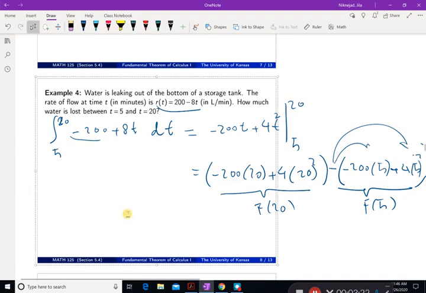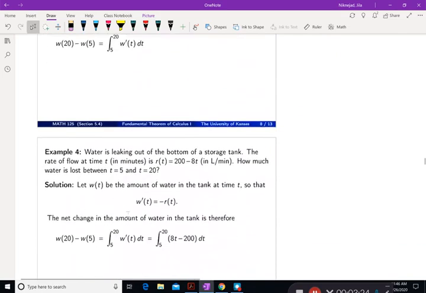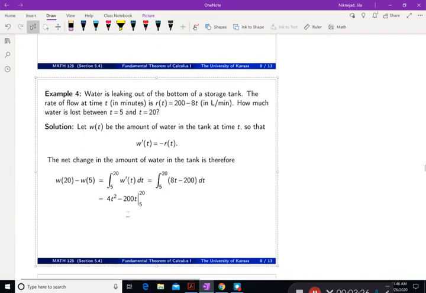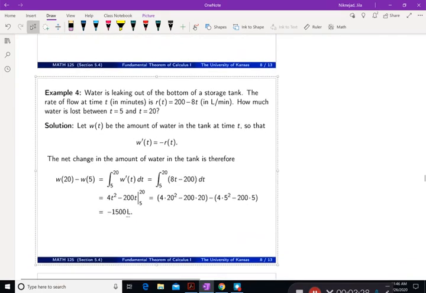Either way is okay. So when you do this, then you end up with a negative number, which is negative 1500 liters. So the entire amount of water in liters that was lost from the tank is negative 1500 liters, and that's what we were expecting basically.